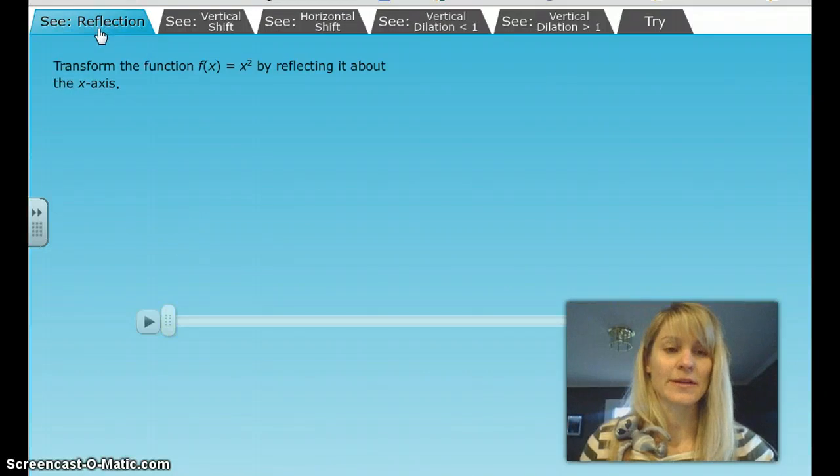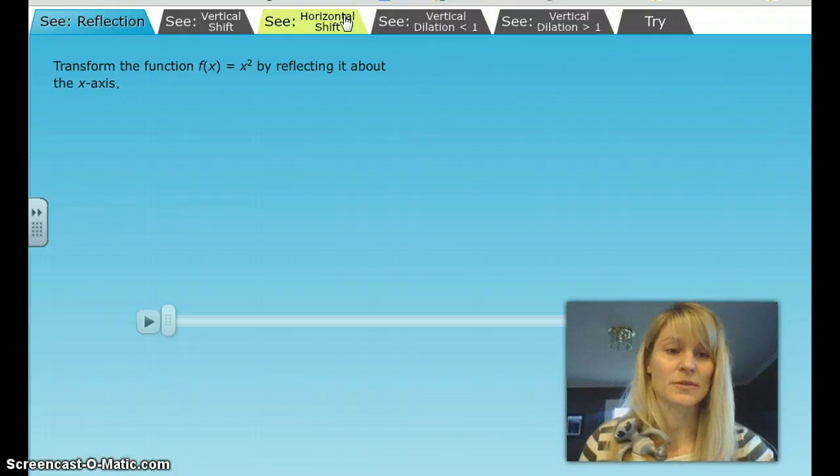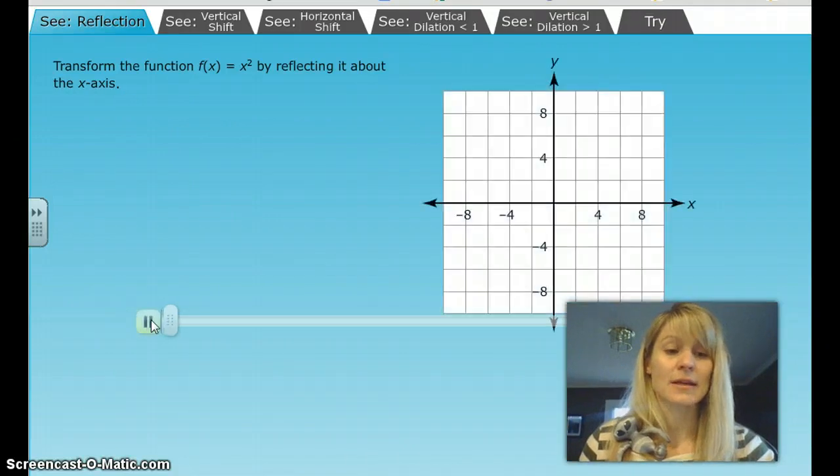You're going to look at reflections, vertical shift, and horizontal shift. We are not going to cover the vertical dilation less than 1 or greater than 1, so just these first three. In your notes, you want to write down the equation and write down that we're reflecting it over the x-axis, and then press play. f of x equals x squared, reflecting it about the x-axis.